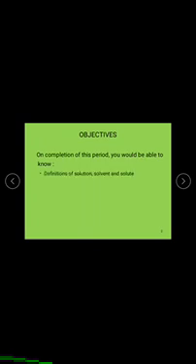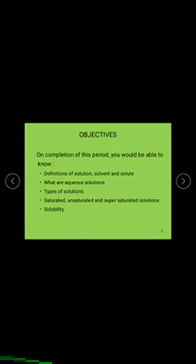the objectives in this topic. On completion of this period, you would be able to know the definitions of solution, solvent, solute, what are the aqueous solutions, types of solutions, saturated, unsaturated, and supersaturated solutions, and also know about the solubility.